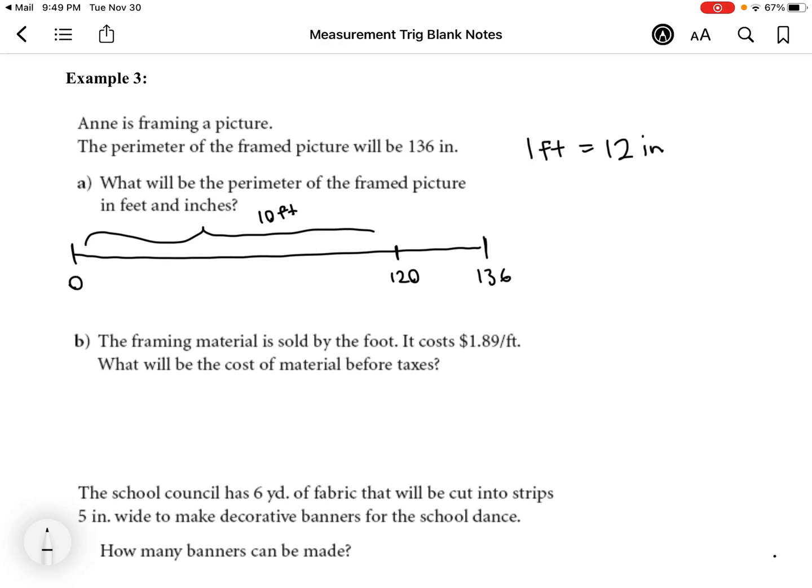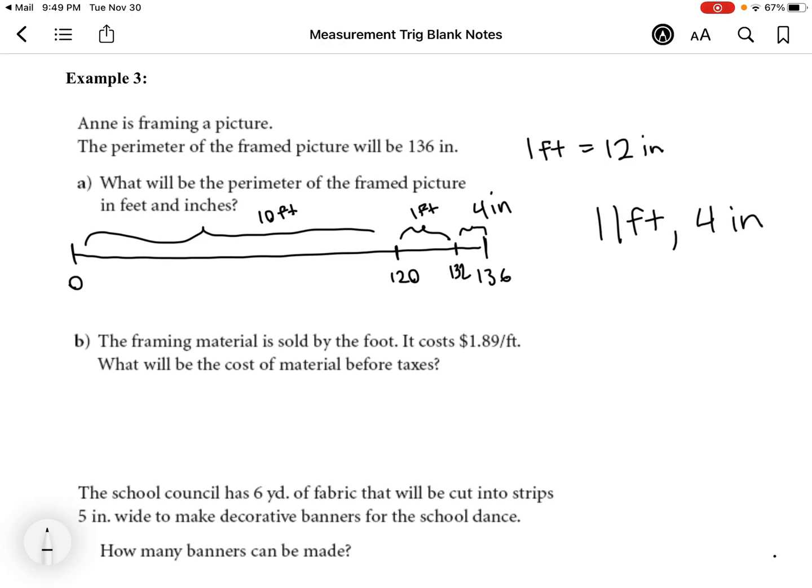And now I'm at 120 and I want to know, do I have another foot? Do I have another 12 inches? And I do, because I actually have 16 inches left. So if I add another 12 here, I'd be at 132. So this is 1 foot. So I added another 12. And now I don't have enough to make a whole other foot, but I do have in here 4 inches. Okay, so altogether that's 10 feet plus 1 foot is 11 feet, 4 inches.